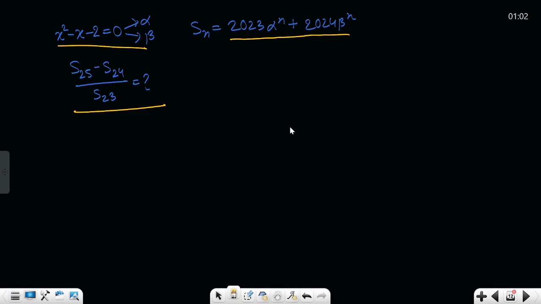Let's see. The equation is x square minus x minus 2 equal to 0. And Sn is defined as, if you consider 2023 and 2024 as P and Q respectively, you can see that this is P alpha to the power n plus Q beta to the power n. So what we can do, we can apply Newton's formula here, right? So yeah, let's do it.